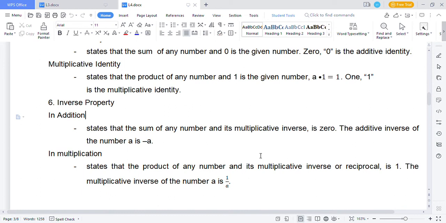Now, for multiplication, pag maghisgutan ta sa inverse property sa multiplication, this states that the product of any number and its multiplicative inverse or reciprocal is 1. So, the multiplicative inverse of the number a is 1 over a. So, like for example, unsa may atong i-multiply sa number nga mo equal siya og 1. Okay? Kung sa addition, dapat mo equal siya og 0. Kung sa multiplication, dapat mo equal siya og 1.